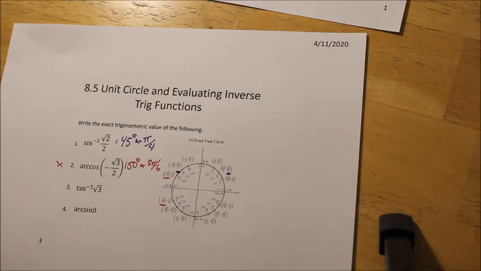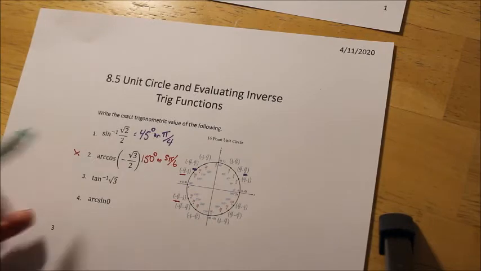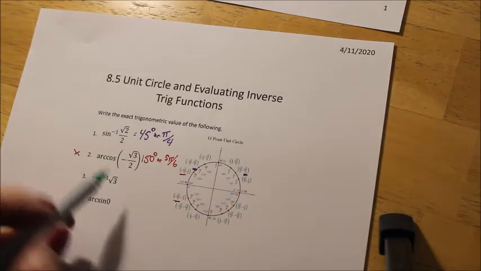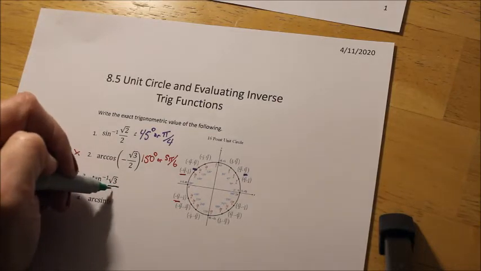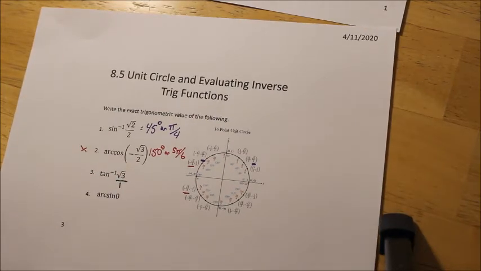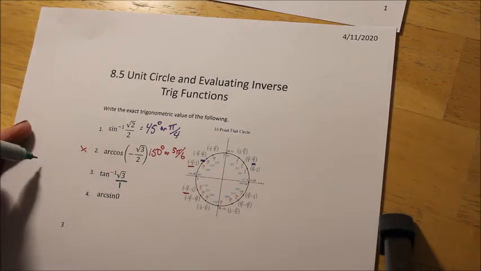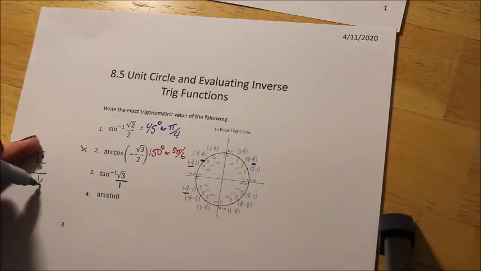Now, tan inverse of square root of 3. Remember how we got the tan? Tangent came from taking your y divided by your x. So I had to have square root of 3 over 2, and here's how I would look at it: square root of 3 over 1. How did I get that? Well, the only way I got square root of 3 over 1 was taking the square root of 3 over 2 divided by 1/2.